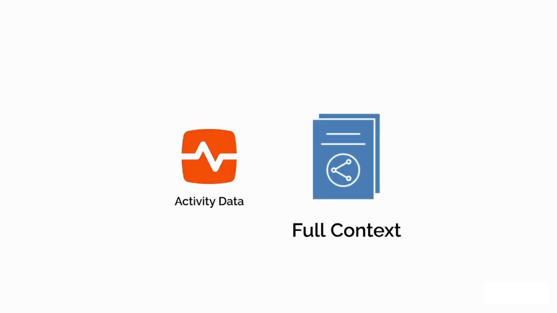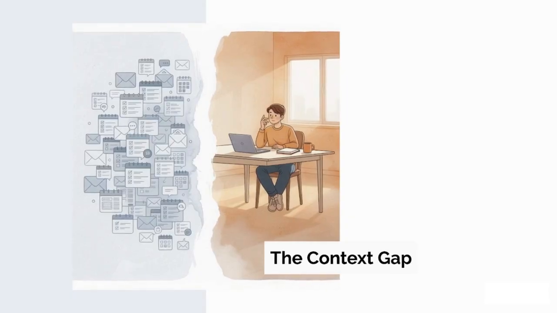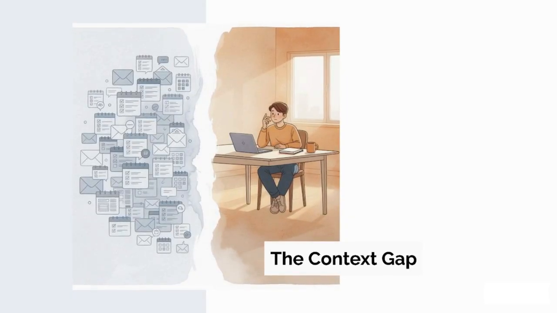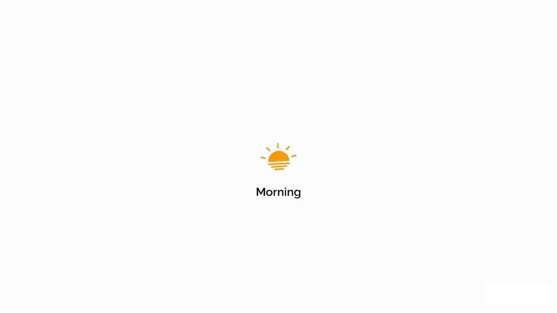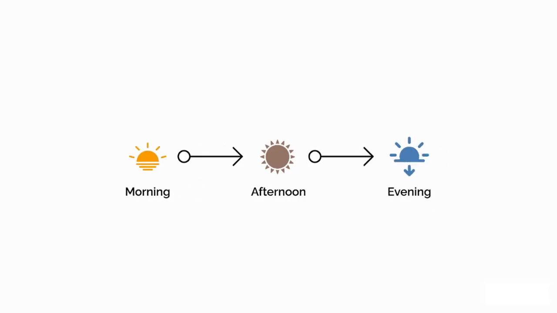All that activity data gives you pieces, but it falls well short of the full context you actually need to understand a workday. That missing piece even has a name: the context gap. The space between collecting activity and truly understanding how the day unfolded. Because projects don't fail in a single moment. They fail through a chain of events that builds quietly from morning through to evening.